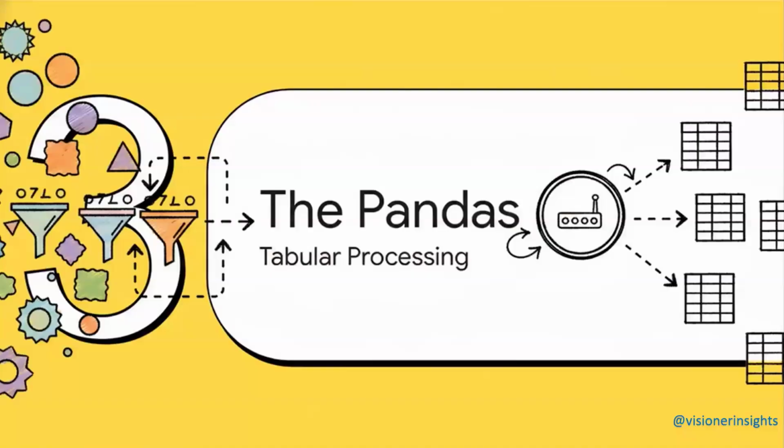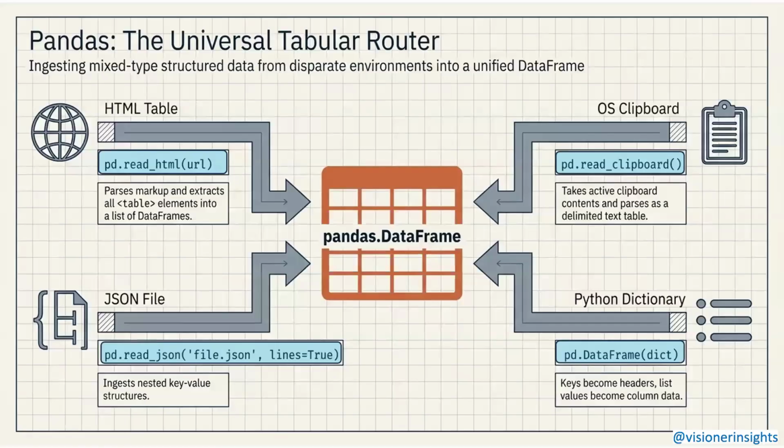All right, Section 3, the pandas router. Time for universal tabular data processing. So the crucial takeaway here is that pandas acts as our universal tabular router. It is absolutely not just for CSVs. Pandas seamlessly ingests everything from live HTML markup on the web to deeply nested JSON files to standard Python dictionaries, and incredibly, even delimited text sitting right there on your OS clipboard using read_clipboard. All these totally distinct environments are routed directly into one unified structured data frame right at the center of your operations.